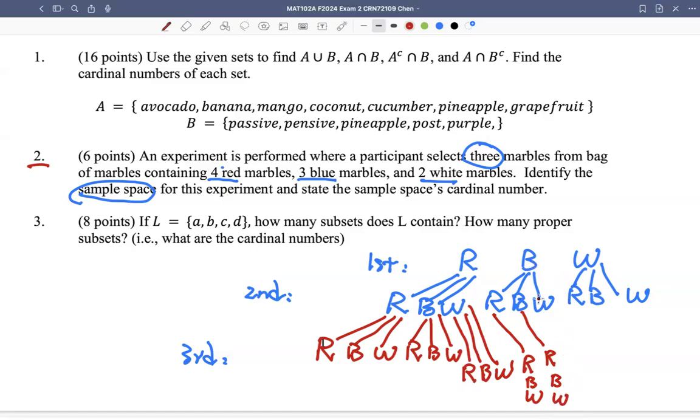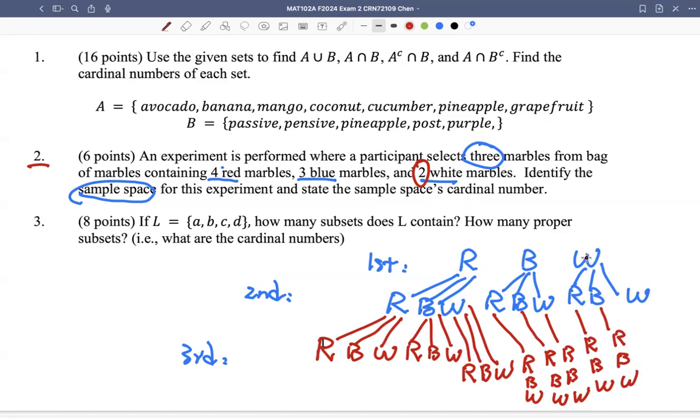So if my first one is blue, second one is white, my third one can be red, can be blue, and can be white also. Right? So if my first one is white, second one is red, my third one also can be red, can be blue, and can be white because I have 2 white. Right? So if my first one is white, second one is blue, my third one can be red, can be blue, can be white, can be any of these.